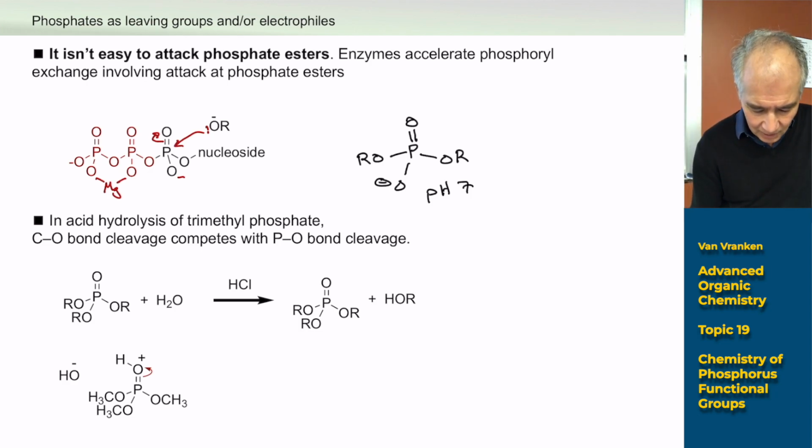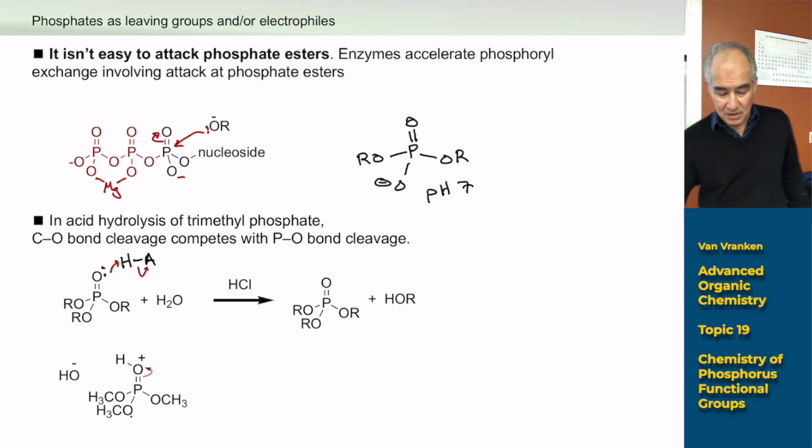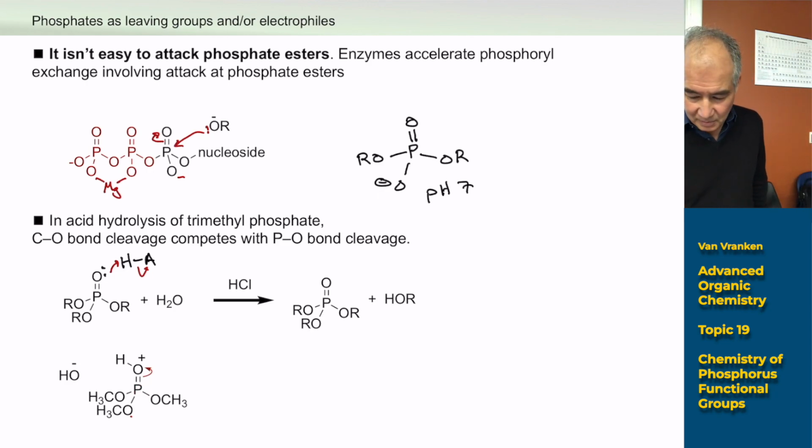You use the lone pairs on this oxygen. That makes sense because it's kind of like P plus O minus, and then you pick up a proton from the acidic environment, either from H3O plus or from HCl. You don't know what's transferring the proton to there. And that makes it a little bit easier to attack the phosphorus. It doesn't make it totally easy, but it makes it a little bit easier.